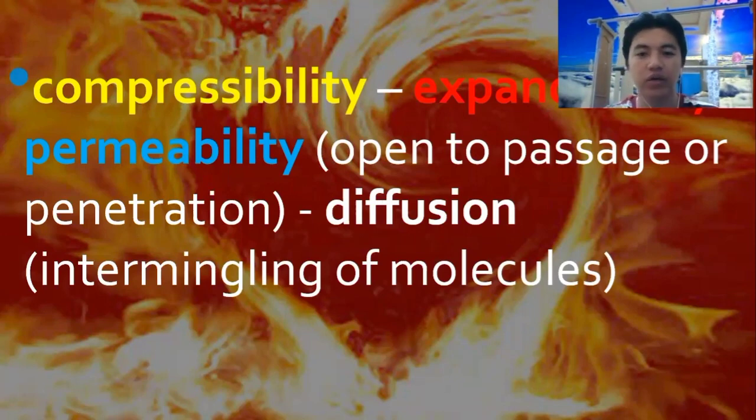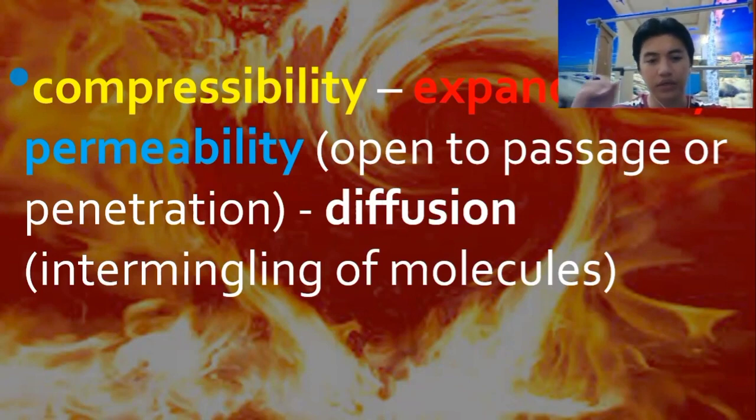Now, what is the distinction between compressibility, expandability, permeability, and diffusion? Compressibility is when the gases are placed in a container. Ayun yung sinasabi natin compressed gas, when it is placed in a container. Okay? Now, we have also the permeability. This happens when there is an opening of the container, it starts to expand.